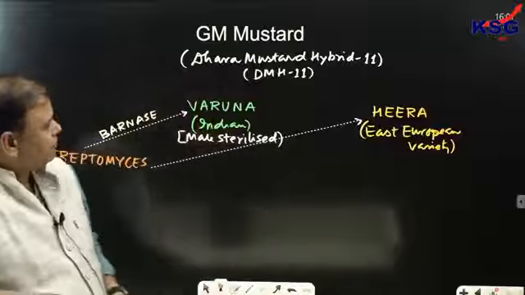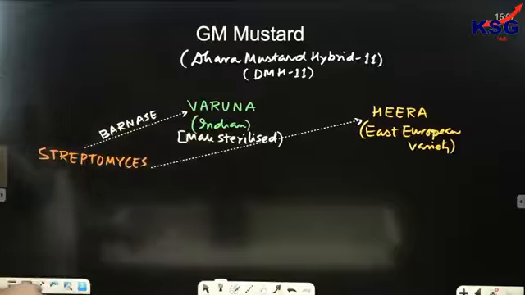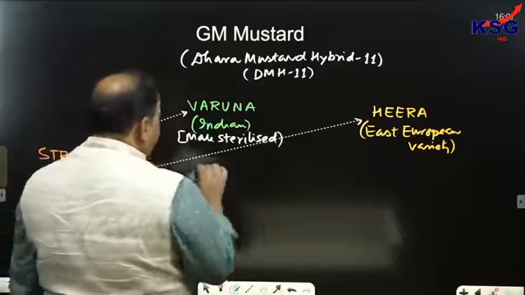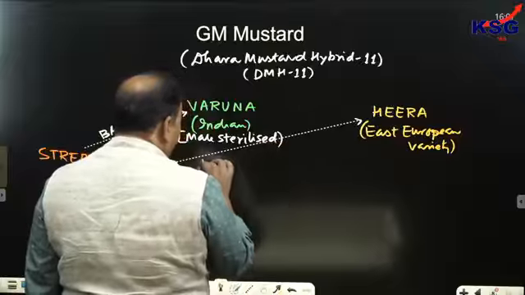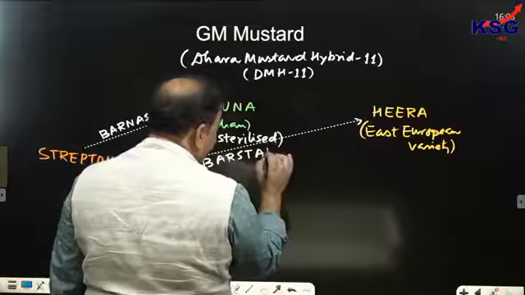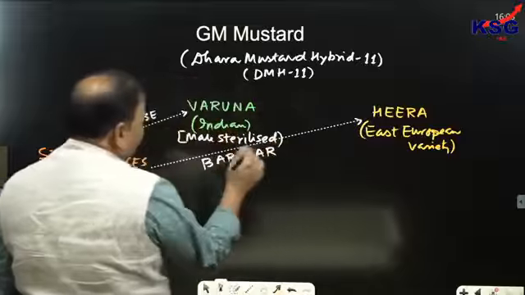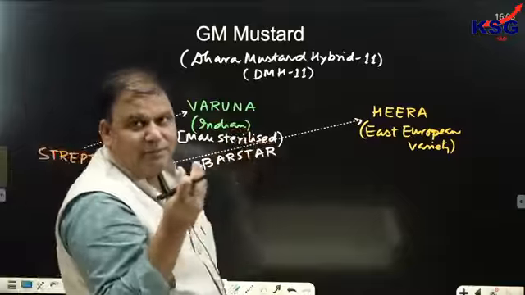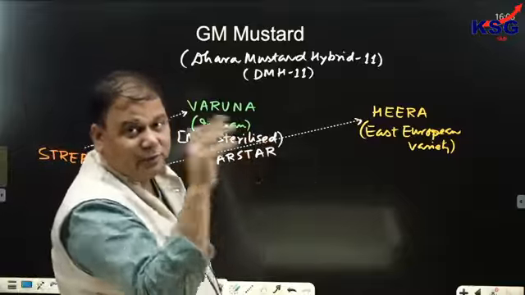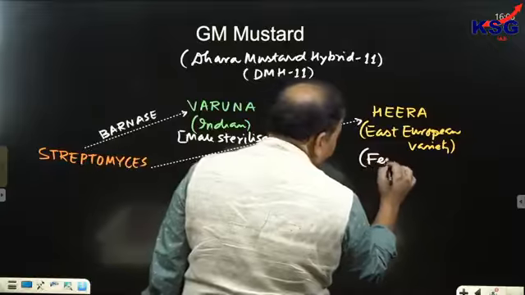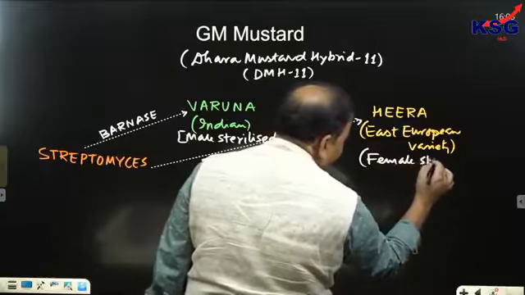Clear? Now, the second gene was also taken from Streptomyces, and this gene, which was introduced in Heera, is called Barstar. And this was just for the reverse effect. Here we said male sterile, meaning the male part of the Varuna flower would be inactive and the female part would be operative. Here it is just the reverse. It becomes female sterile.